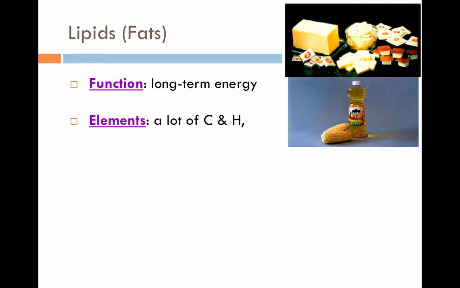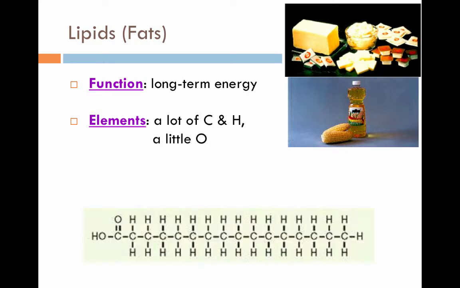The elements that are found in lipids are carbon and hydrogen, and there are a lot of them, and a little bit of oxygen. So it's the same elements that are in carbohydrates, except there's way more C's and H's than there are O's. Look at this. Count up all the C's, count up all the H's, and then compare it to the number of oxygens. Way more carbon and hydrogen than oxygen.